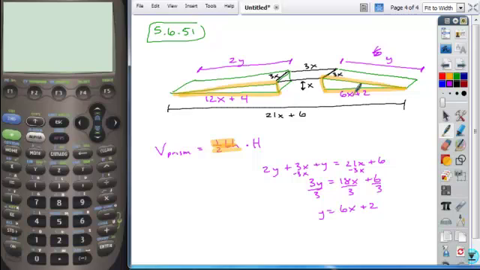And what you'll see is that this is all equal to 21x plus 6. 4 plus 2 is 6, so we have the plus 6. 6x plus 12x is 18x, plus 3x is 21x. So we do have our expressions.